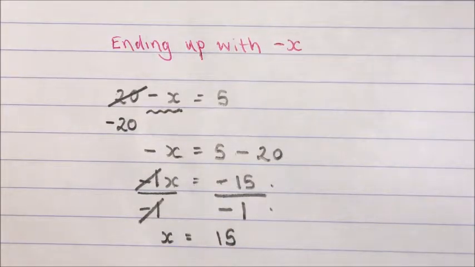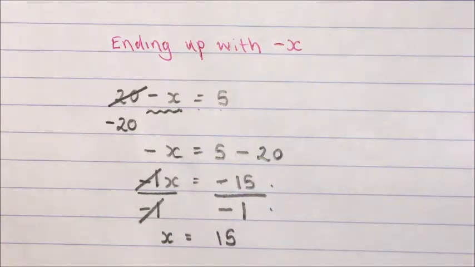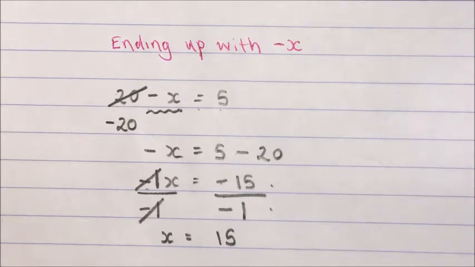positive 15. Let's substitute it back in just to check we're correct. 20 minus 15 equals 5. Check. So when we end up with a negative pronumeral, we have to remember there's an invisible negative 1 in front of it. And then use division rules to get rid of it.